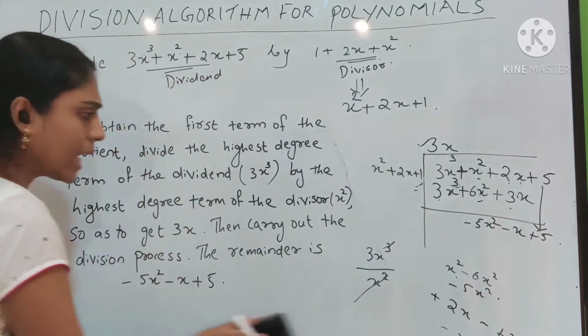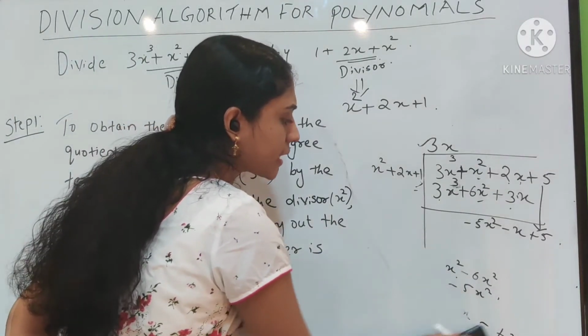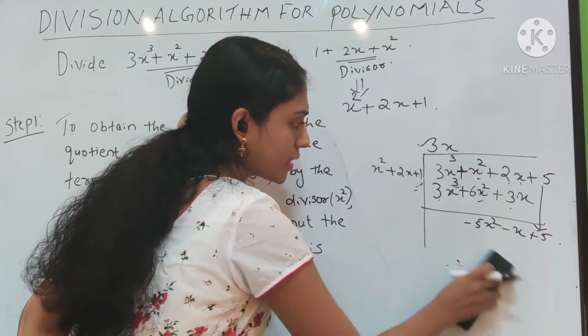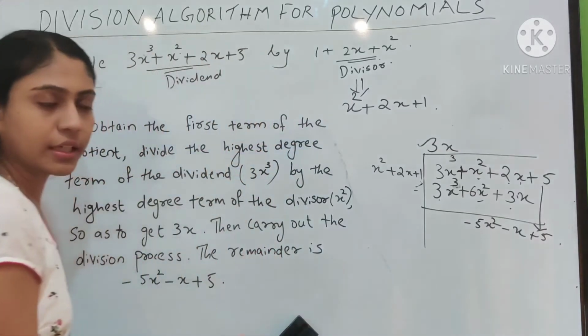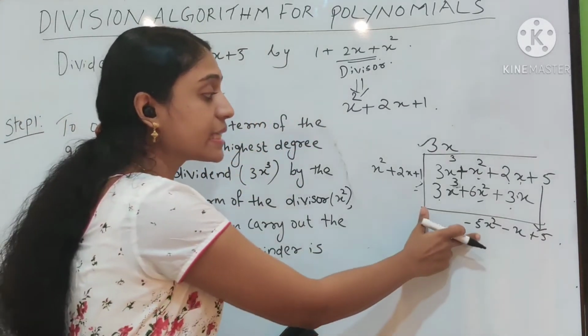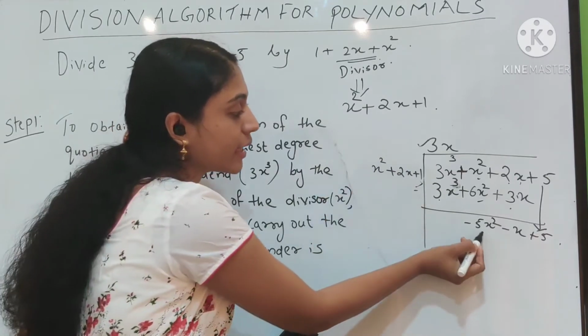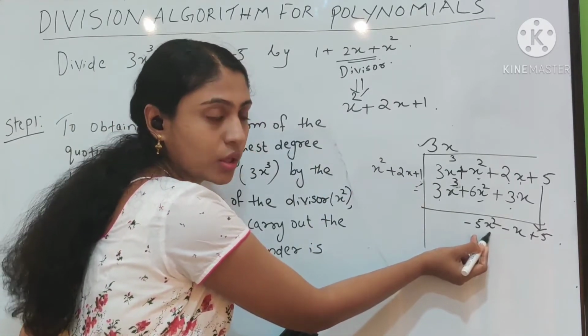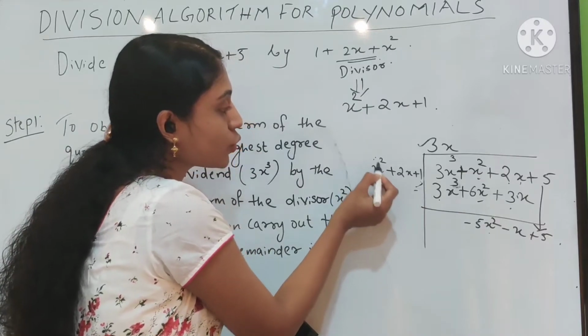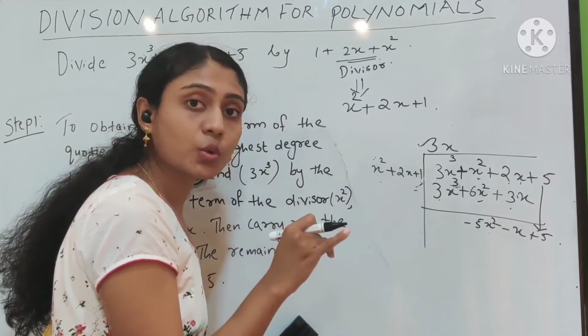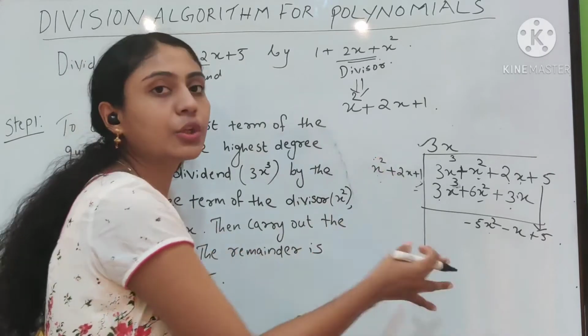Okay. And check whether this remainder is 0. This remainder is not at all 0, that we definitely know. Then check whether its degree is less than the degree of the divisor. Is it? No. Why? Because here the degree of this remainder is 2, and here the degree of the divisor is 2. It is not less than, it is equal to that of the divisor. So we can continue the division process.